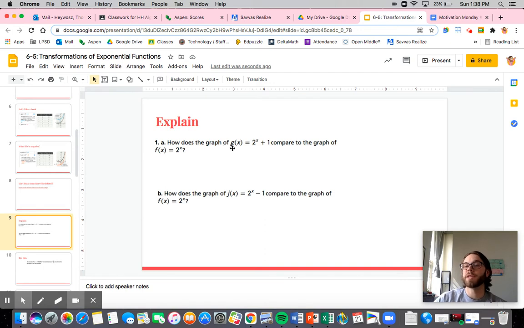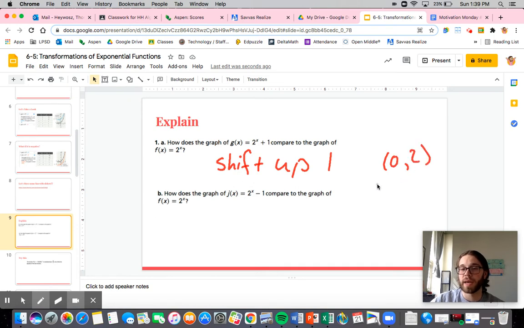How does the graph of g of x equals 2 to the x plus 1 compare to the graph of 2 to the x? Well, straightforward enough. We know it is going to shift up 1. So now my y-intercept is going to be (0, 2). My range is going to be greater than 1, or you could write it as 1 to infinity. That's pretty much the only thing that's going to be different. It's still going to have the same basic curved shape. All that information is still going to stay the same. The only difference is that now it is shifted up by 1.